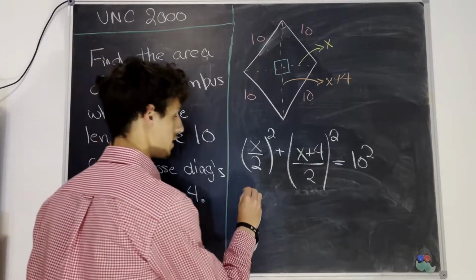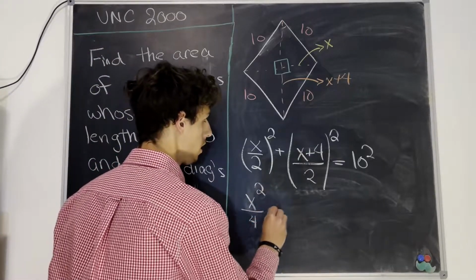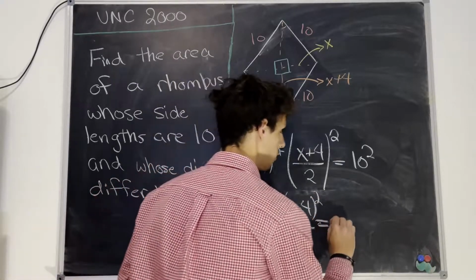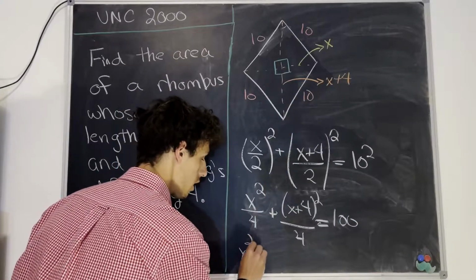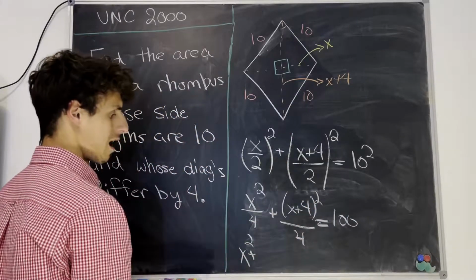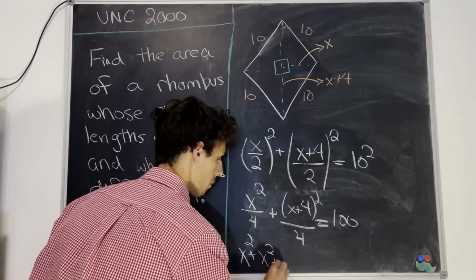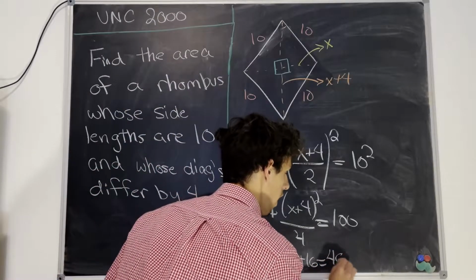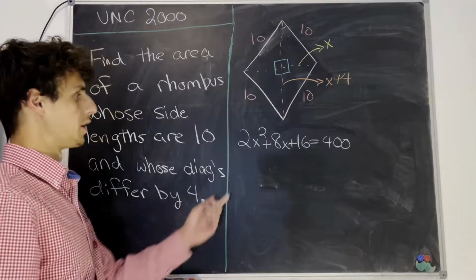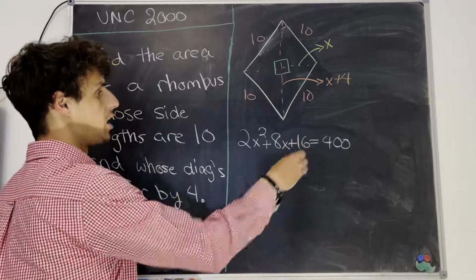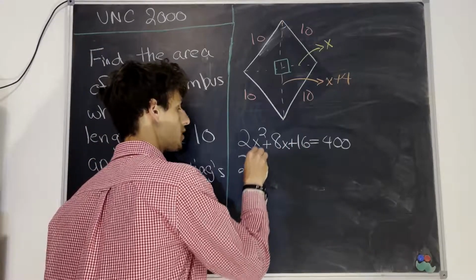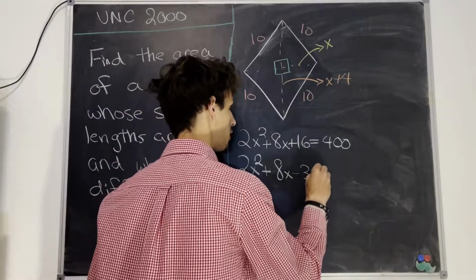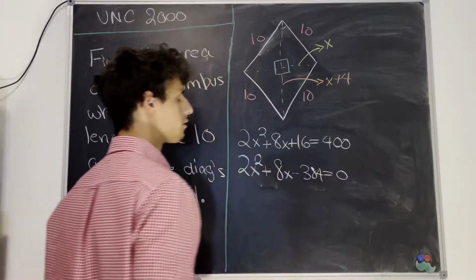So now let's expand this out. We'll have x²/4 plus (x+4)²/4 equals 100. We get x² plus, and I'll expand out this top term as well, x² plus 8x plus 16 is equal to 400. I simplified this down a little bit as well, combining the x² terms on the left-hand side. Now we need to subtract 400 from both sides, so we'll have 2x² plus 8x minus 384 is equal to 0.